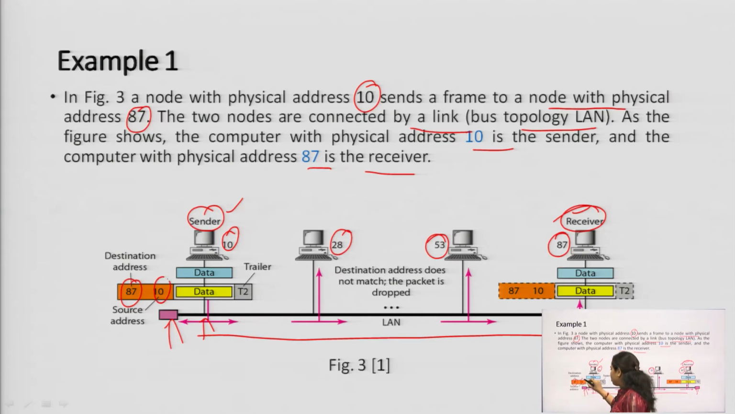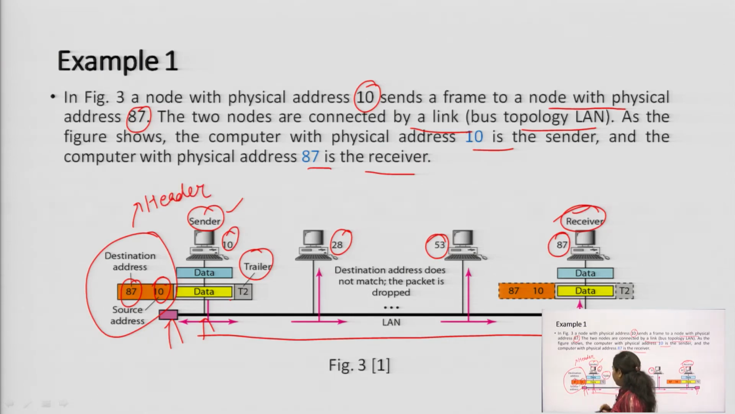This is the source address, the physical source address. The device having address 87 is going to receive the data. The device having the physical address 10 is going to send the data. This is the data and this is the trailer bits. The orange color is showing the header.